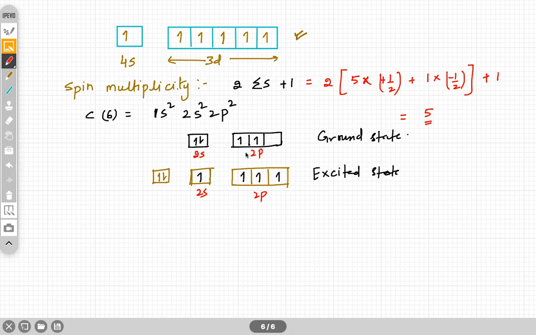Correct? But when the electron goes into a higher energy shell, it does not mean that from 2p it will go into 3s or 4s or 5s. That is not possible because all these transitions require energy. Electron transits from one orbital to another depending upon the energy available there. So in 2s and 2p, the electron can transfer from 2s to 2p.